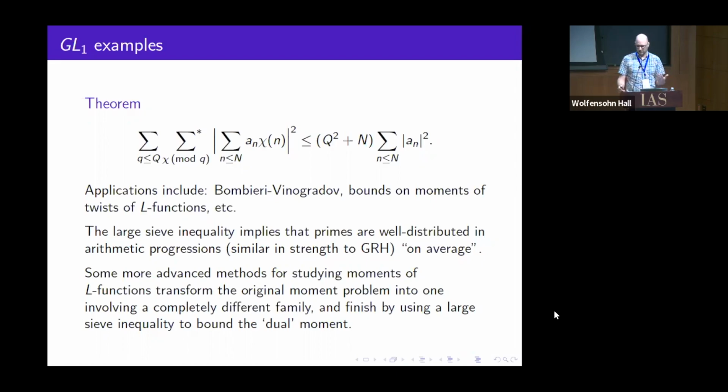But there are some more advanced applications where you start with some interesting family of L-functions, like a moment of that family. You do various transformation steps, and you get to a different family of L-functions. And then you want to get a bound on that. A large sieve inequality could be very useful for bounding the final stage that then implies subconvexity via the original moment. So that's a class of examples, and one of the reasons why I've become interested in these things.